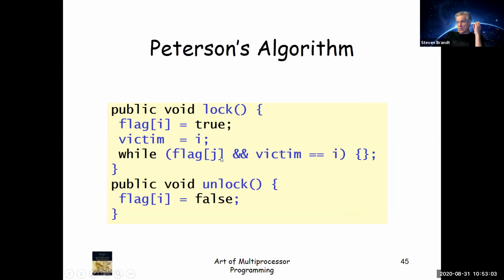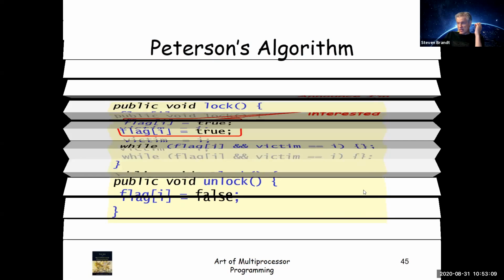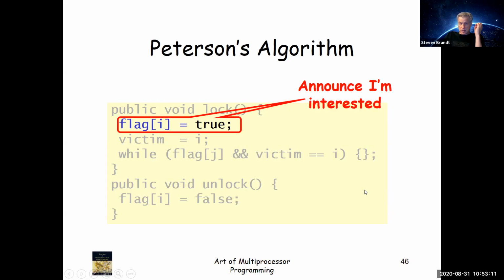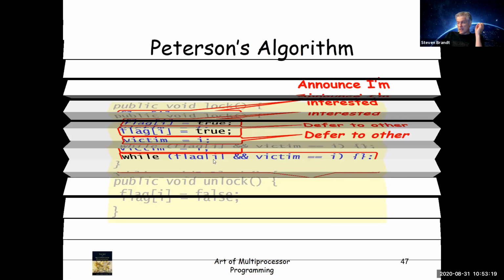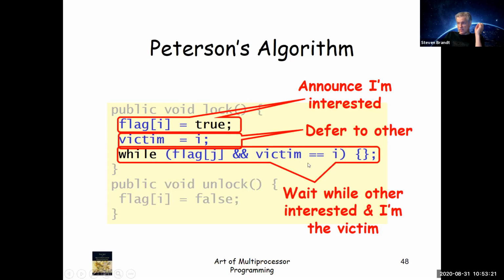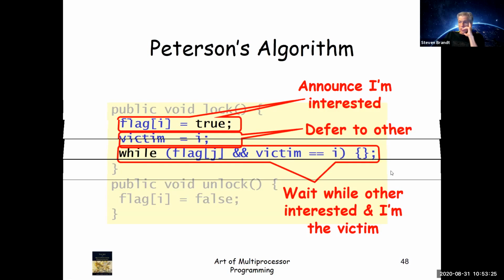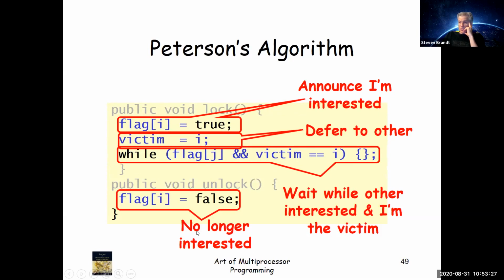So now we're going to look at Peterson's algorithm. In Peterson's algorithm, we do both things. We combine lock 1 and lock 2. We announce that we're interested with the flag. Then we set ourselves to be the victim. And then while the other's flag is true and we're the victim, we wait. Okay, and then when we want to unlock, we set our flag to false.